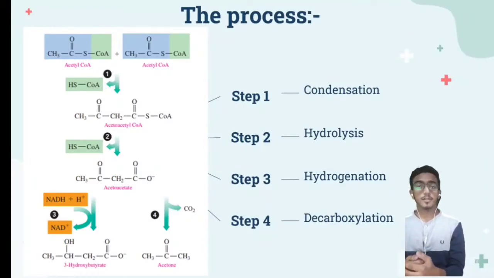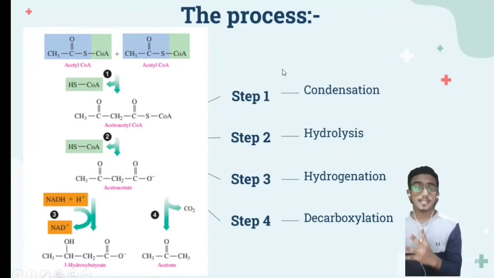I'll be explaining the process of ketogenesis, where excessive acetyl-CoA is converted to ketone bodies, and later in the process is reconverted back to acetyl-CoA to be used for ATP synthesis. For ketogenesis, there are four main steps: condensation, hydrolysis, hydrogenation, and decarboxylation.